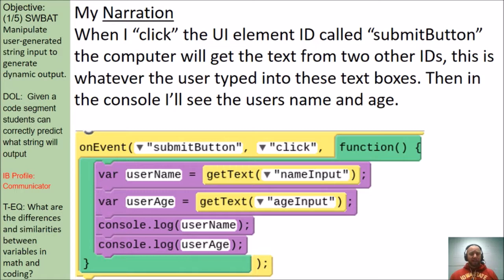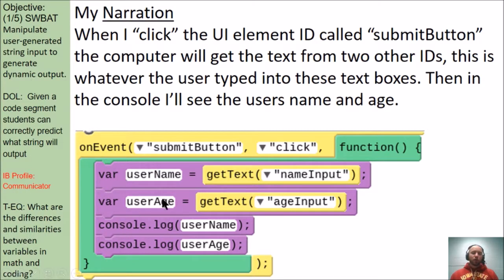If you got stuck on that last one, go ahead and listen to my narration here. Basically, when I click something called Submit button, a function will begin where a variable named username will get something that a user had typed into an ID called name input.